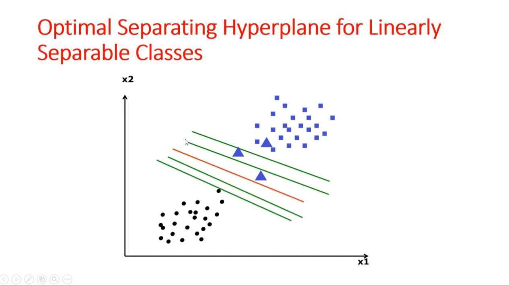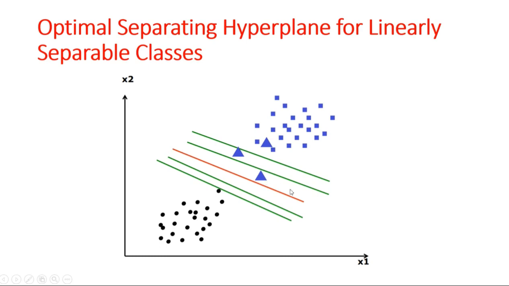So you can see in this figure there are so many hyperplanes separating the two classes. Here this is one class, the black class, and this is the other, the blue class. But if you choose some hyperplanes, say for example these two hyperplanes, the chances of getting error are more. If you select here also, again there may be some chances of error.